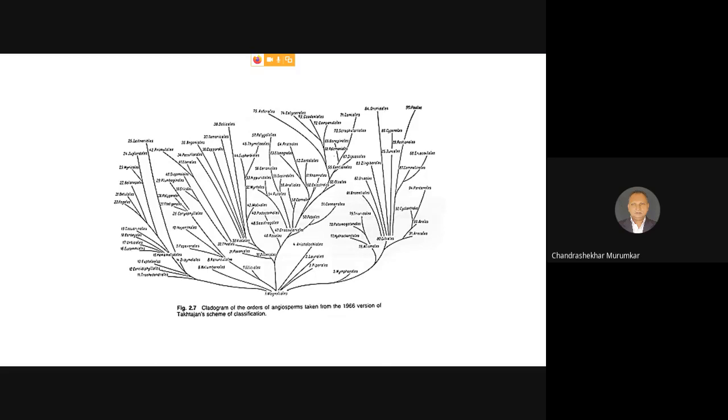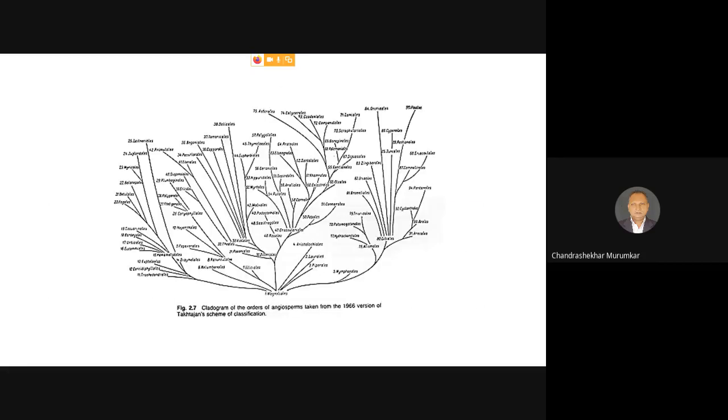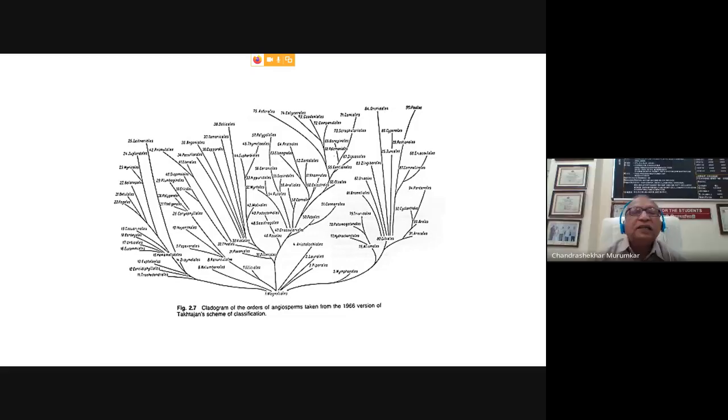Now, very interestingly, you can see the difference between Hutchinson and Takhtajan. In Hutchinson, the dicots were shown with two major streams, woody plants and herbaceous plants. Whereas in Takhtajan, you can see at the bottom, the angiosperms have more than 6 different clans, that is, 6 different roots with which the dicots have evolved. So this is a cladogram of orders proposed in 1966 by Takhtajan.